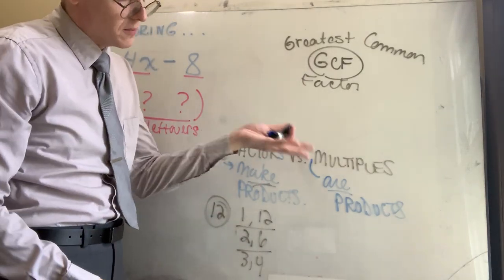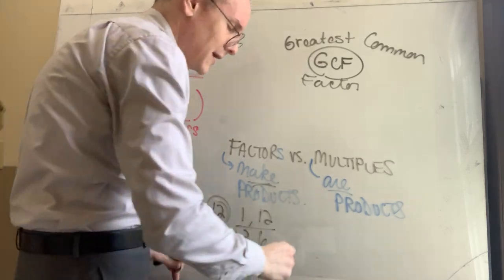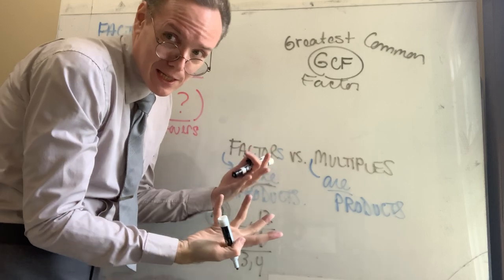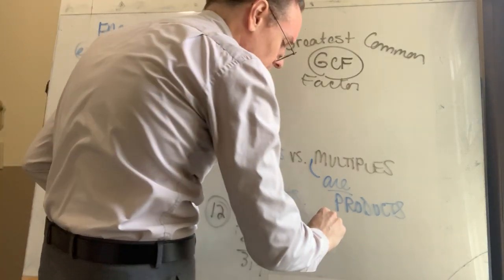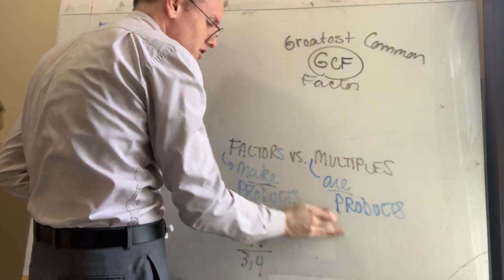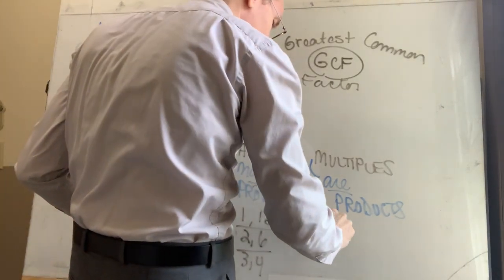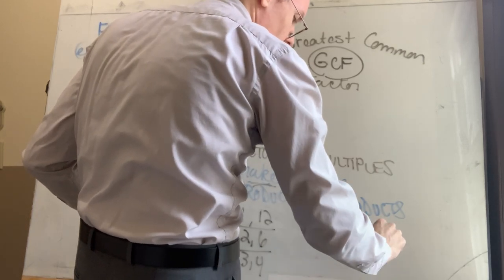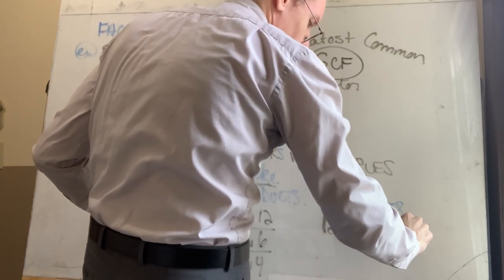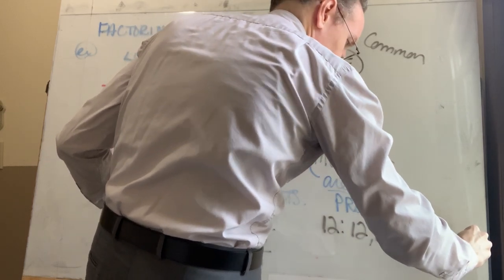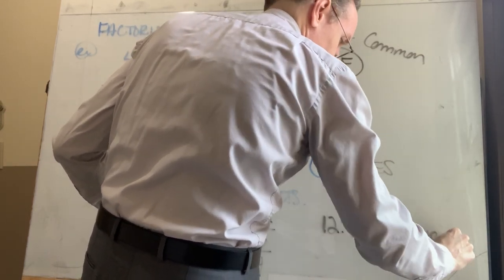Simultaneously, you could list the multiples of 12. They are the products of 12, the thing that maybe you should make a kid memorize. 12 times 1. 12 times 2. 12 times 3. 12 times 4. 12 times 5, and you can't memorize everything.